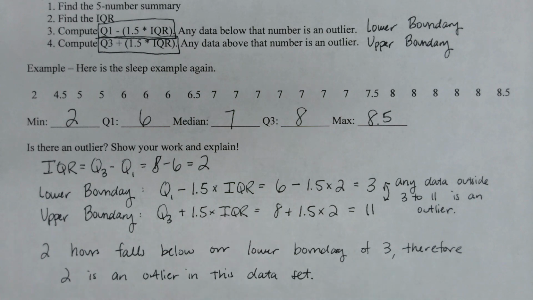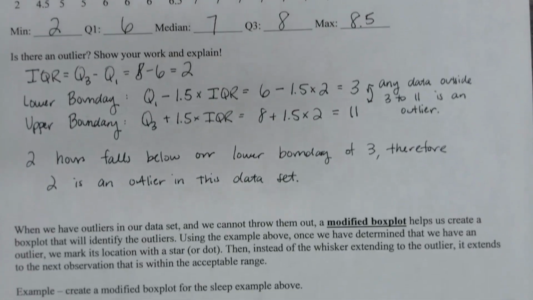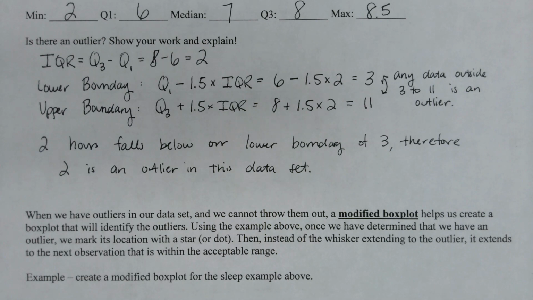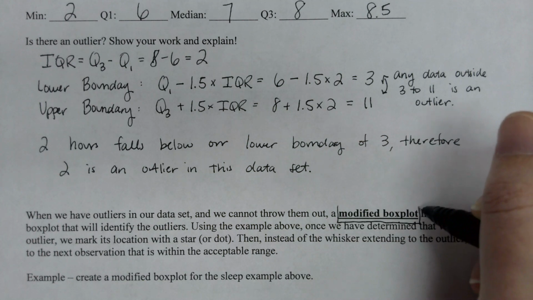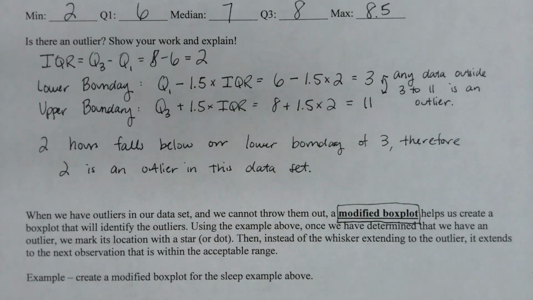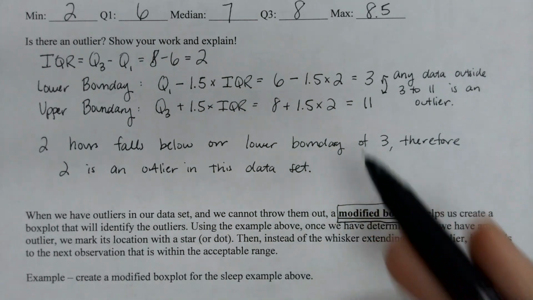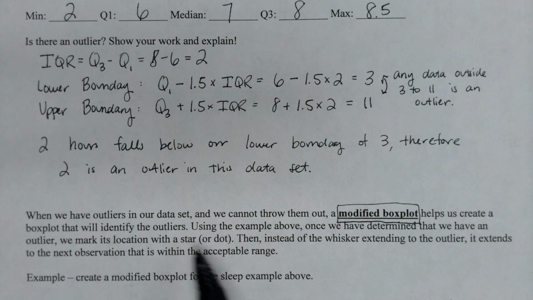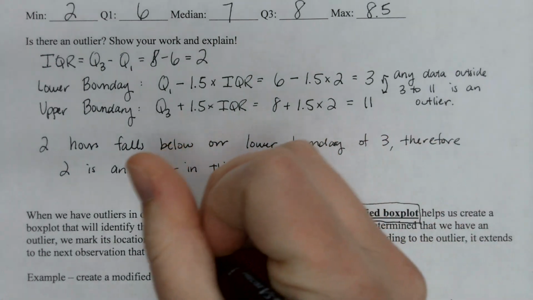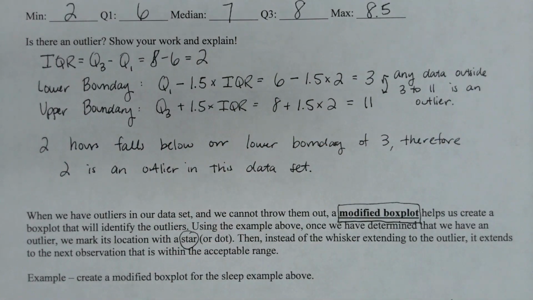Now, when we have outliers in our data set, we don't just throw them out because they're still a part of our data set. And we want to make sure that we depict that this is still a part of our data set. So we call this a modified box plot. It helps us create a box plot where we can look at it and obviously identify our outliers. And so we make different symbols for them. For example, since we have an outlier in our example up here, we're going to have a star or a dot. I like to put a star because it's an asterisk. It looks different than the other whiskers.